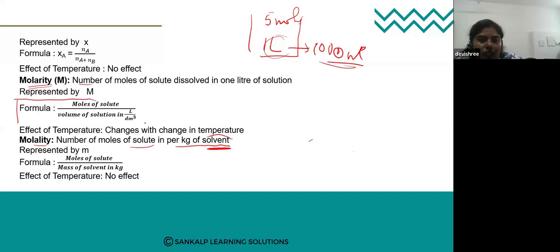If you are writing it down, please write it down. Number of moles of solute and volume of solution in liter. And the other one is number of moles of solute with mass of solvent in 1 kg. Okay. So that is molarity and molality.